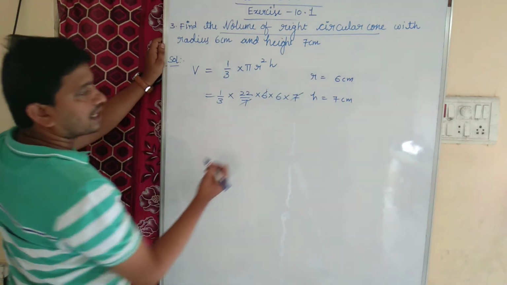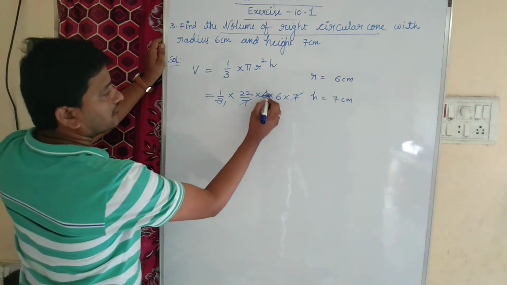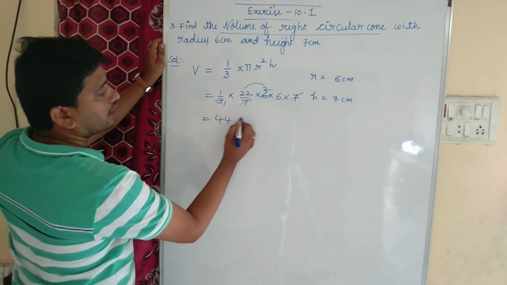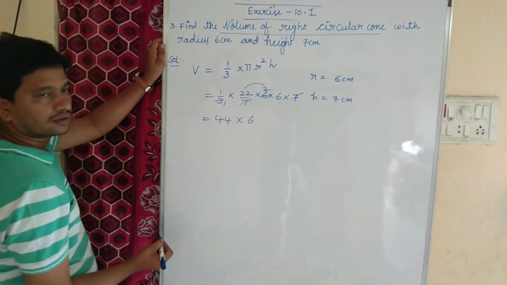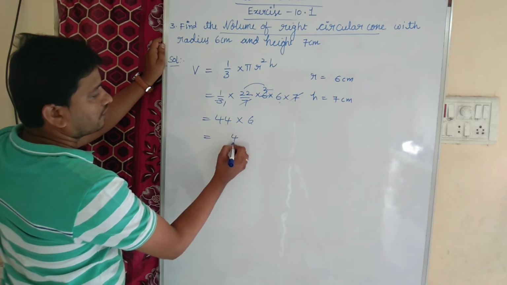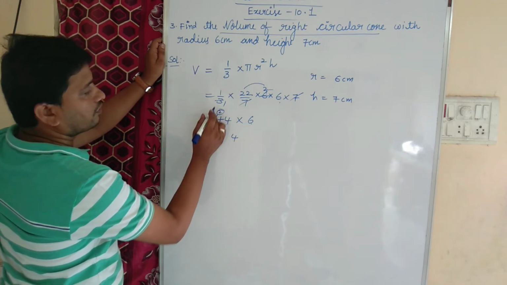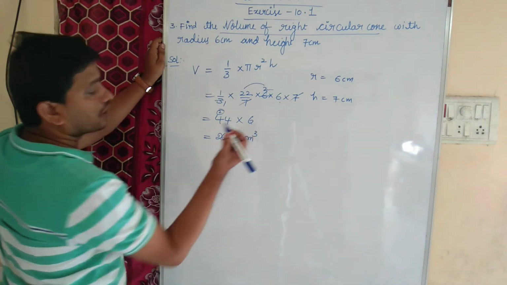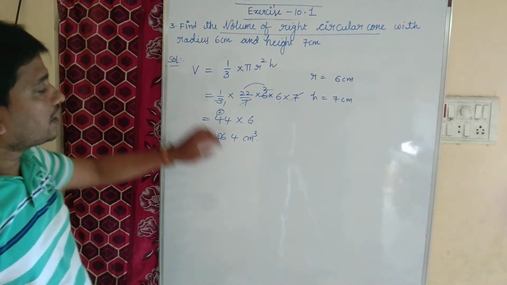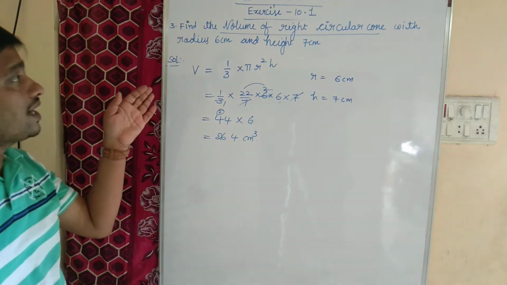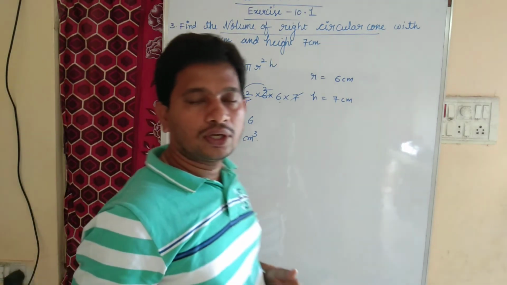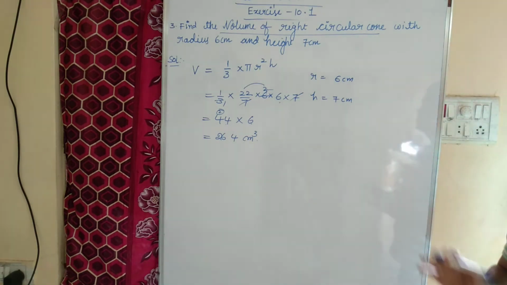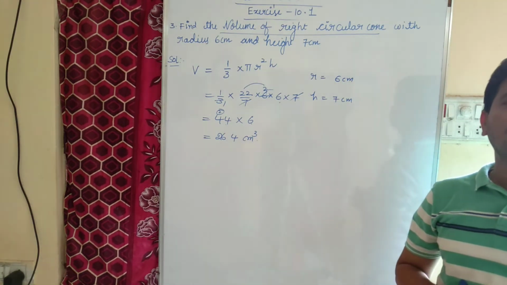So 7 gets cancelled, 3 2s are 6, so 22 into 2, 44 into 6. 6 4s are 24, 6 4s are 24 plus 2, 26. I mean 264 centimeter cube. So here what are the units? Centimeter cube, because they are asking to find volume. So this is our third question, children. This is an easy question only. As usual, directly we have to substitute the values.